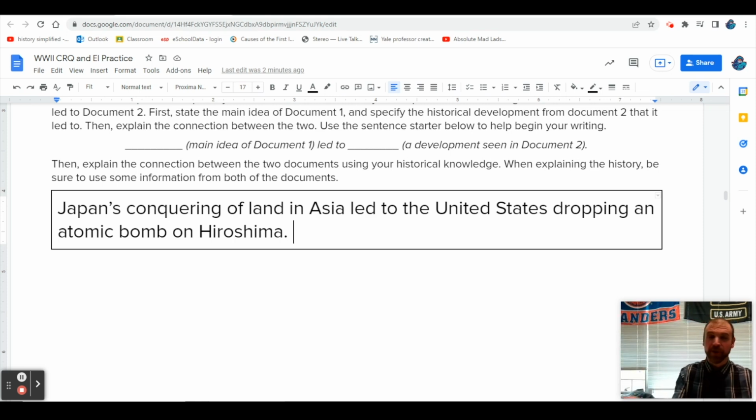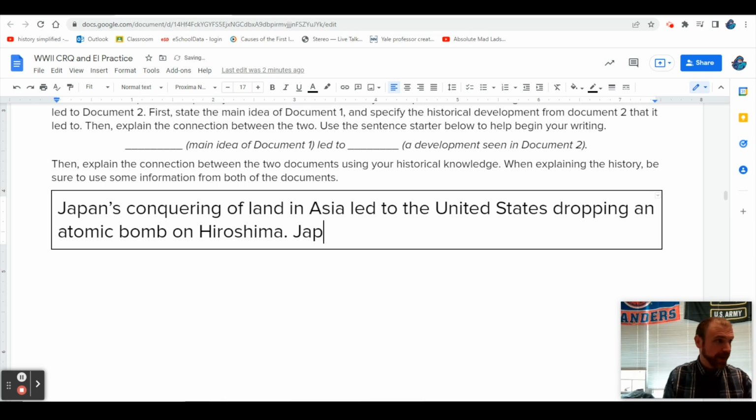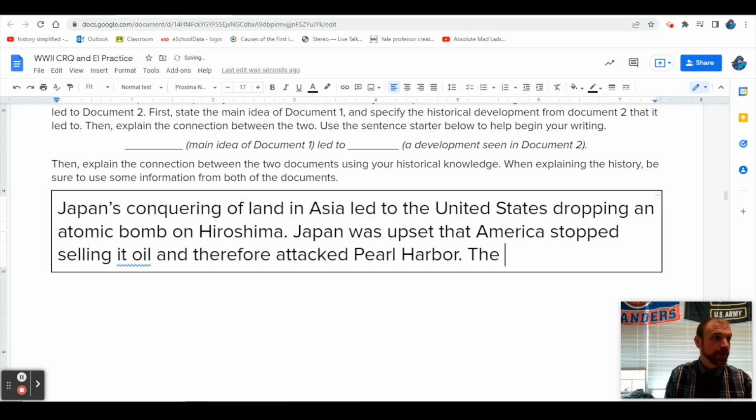That's what you have to do for the second part of these things. All right, so Japan's conquering of land in Asia led to the United States dropping an atomic bomb on Hiroshima. Okay, Japan was upset that America stopped selling it oil and therefore attacked Pearl Harbor. The U.S. then declared war on Japan.